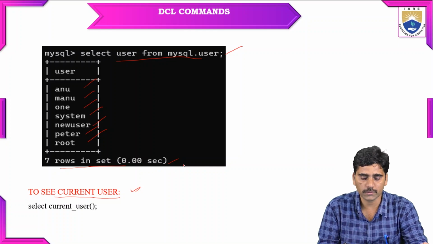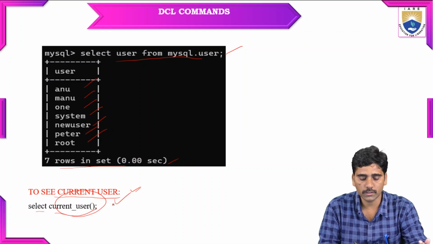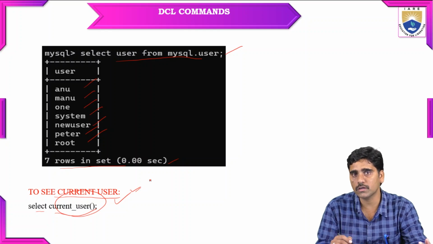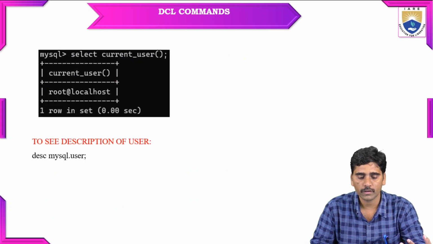Who is the user at present? Then you can see select current user. So it indicates that the current user who is on the system, who is accessing the system right now, will be displayed. Select current user indicates who is logged on to the system.